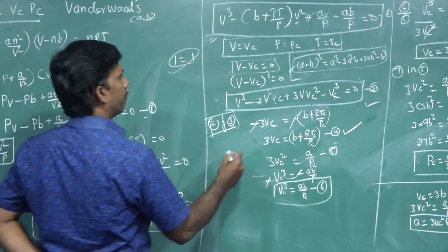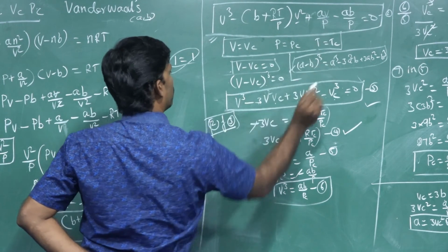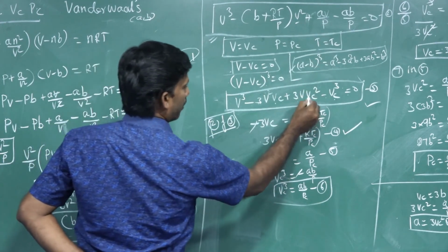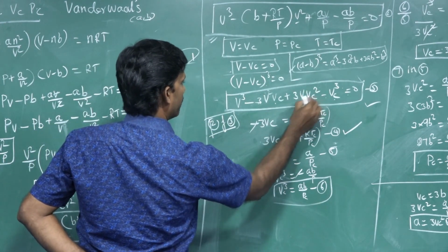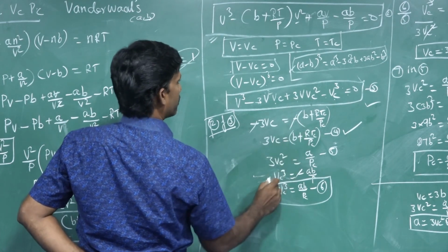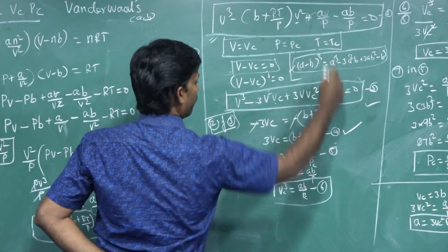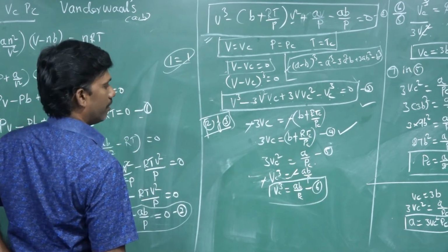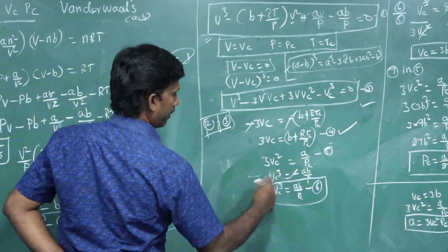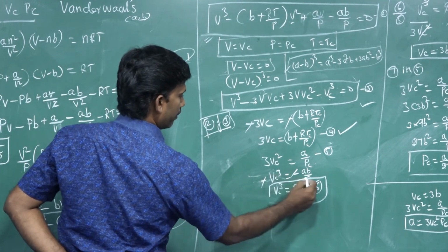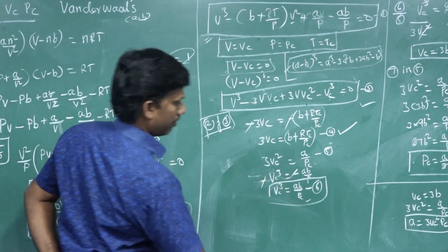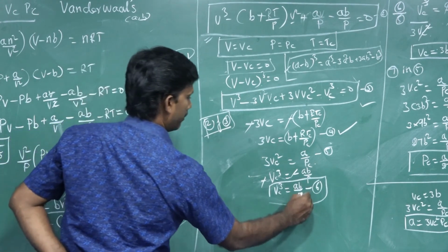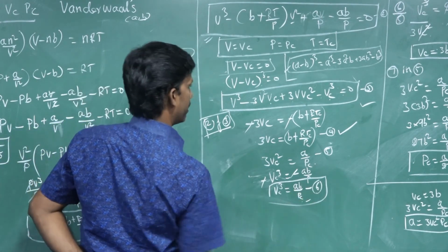Then you are going to compare the V terms of both 2 and 3. In 3, the coefficient of V is 3Vc squared, whereas in the other you may get a by Pc. Then you equate them, and finally you get Vc cubed equal to ab by Pc. Okay, this is equation number 6.